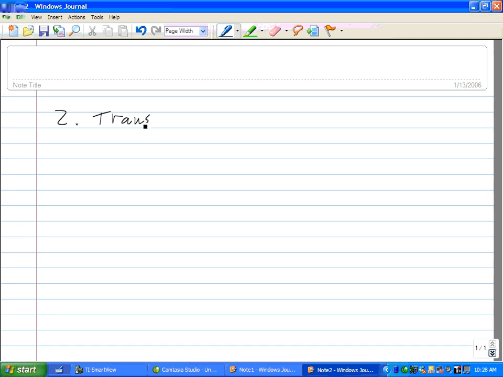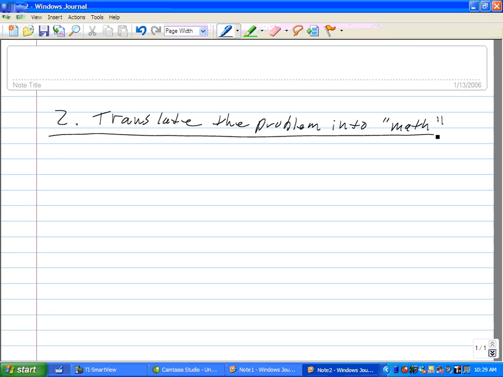to translate the problem into, well, let's just say we're going to translate it into math. You know, we're going to make it symbolic. We're going to come up with a formula with operations and perhaps variables and that sort of thing. We're going to translate it into an expression or perhaps an equation.